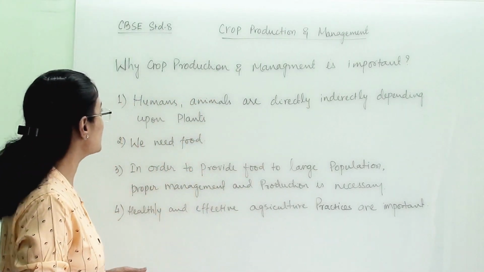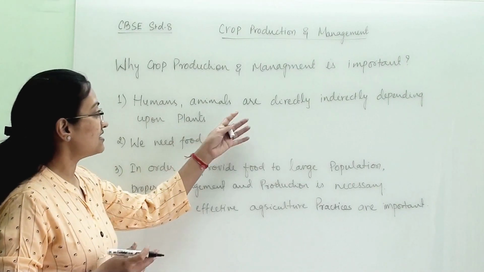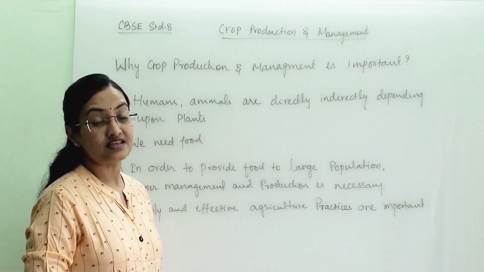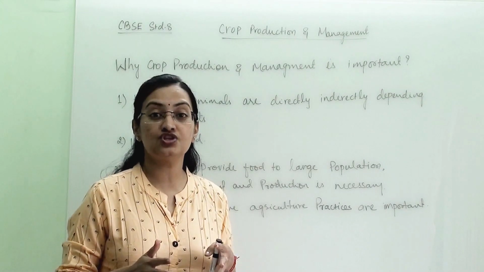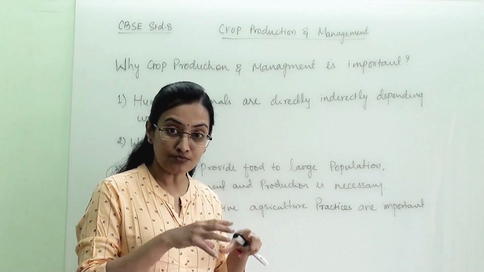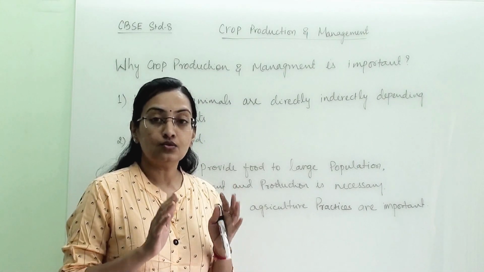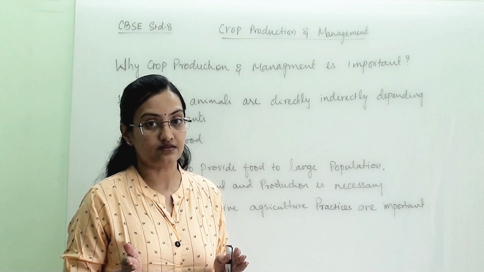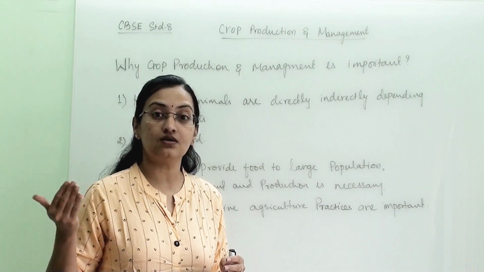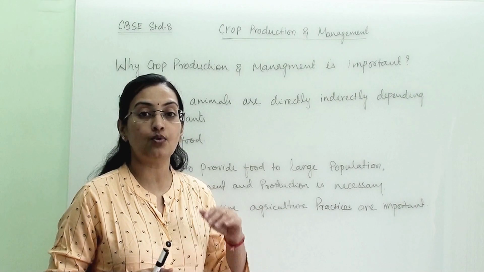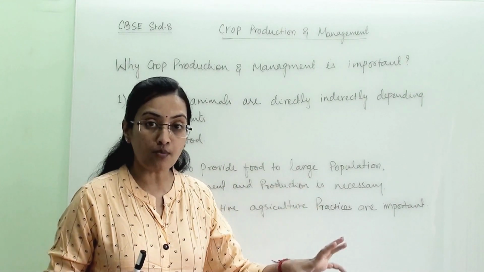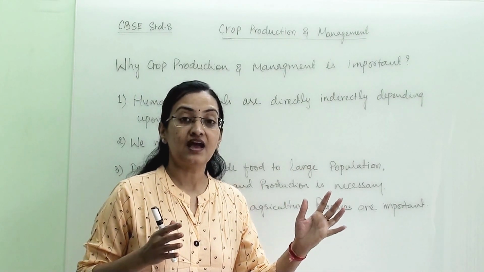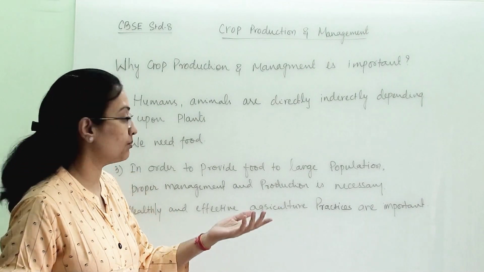So these are some of the reasons. Humans and animals are directly or indirectly dependent upon plants. We have already learned in 7th standard that each and every food chain starts from autotrophs, from plants or vegetation. They are the only ones who make their own food with the help of solar energy. So bees and other animals and organisms are directly or indirectly dependent upon these plants, and the crops or whatever vegetation we cultivate, we and animals are directly or indirectly dependent upon them.